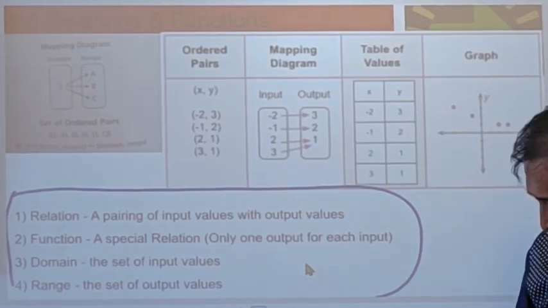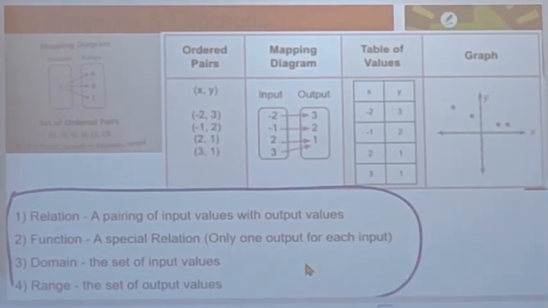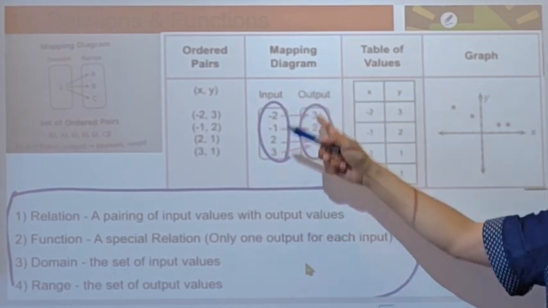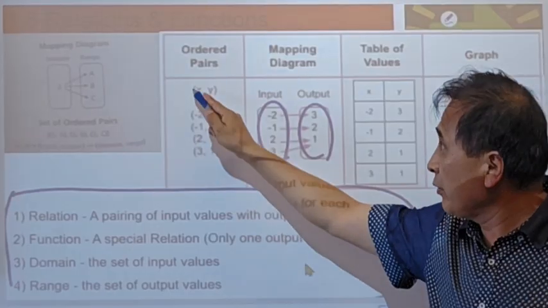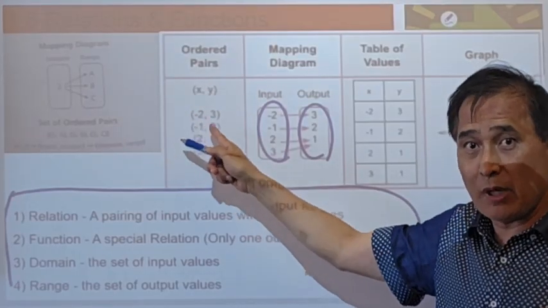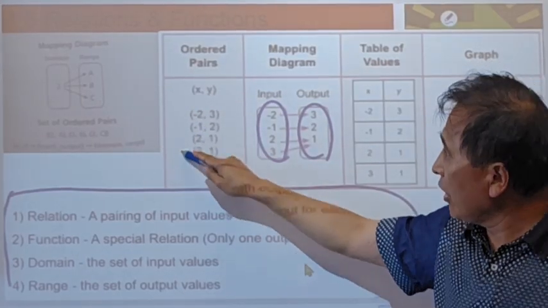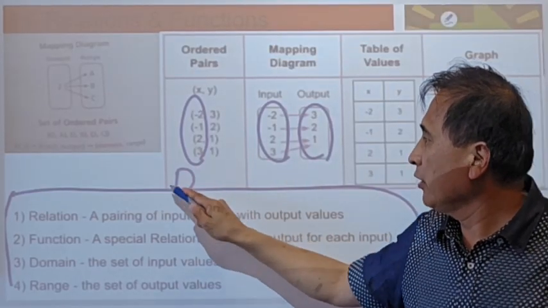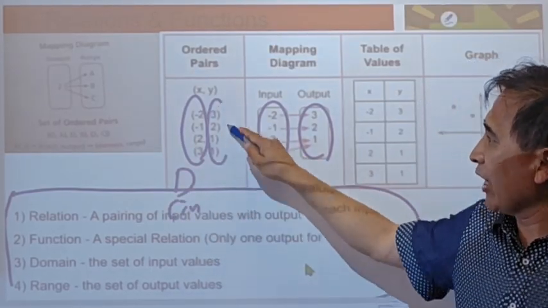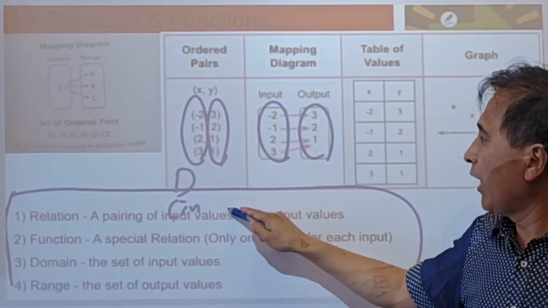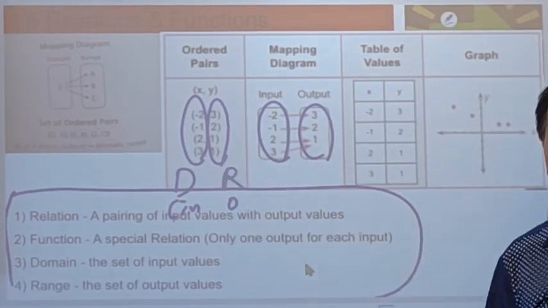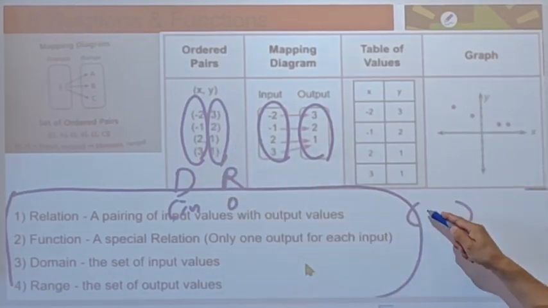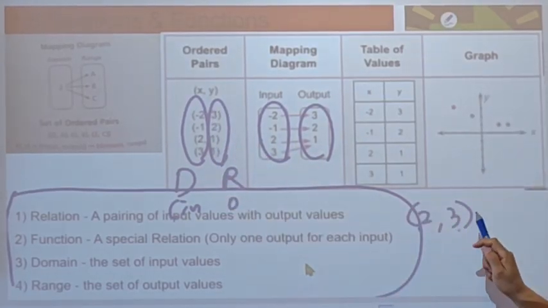There are several ways you express a relation. One is what we call an ordered pair, with the parentheses and x comma y. The first one we call the input, which is the domain. The second one we call the output, which is the range. Everybody got it? Like that, (2, 3): x value, y value, right?